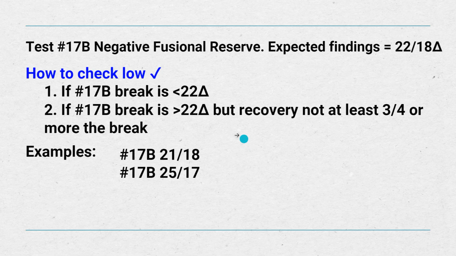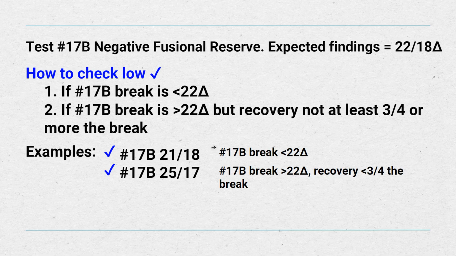And how do we check for low? So if number 17B is less than 22, unya if ang 17B break is mas dako lagi siya sa 22 pero your recovery is not at least 3/4 or more the break. So natin examples nga rin. For the first example, ang kining 21 niya na break is lesser than the 22 na expected. So, check low.